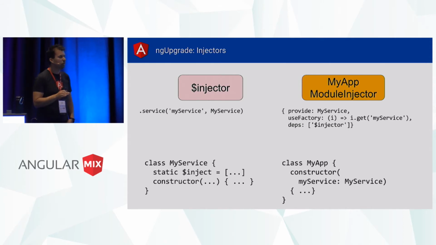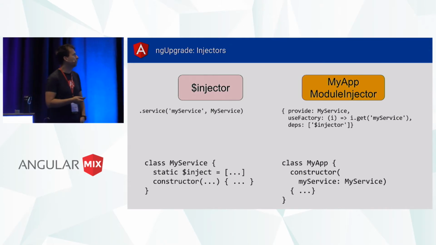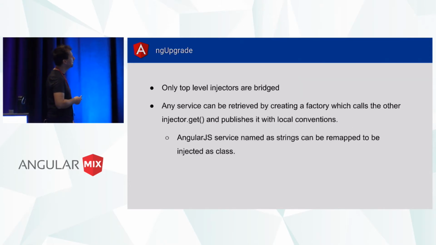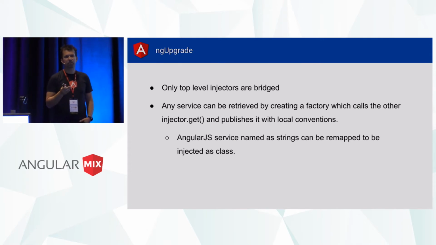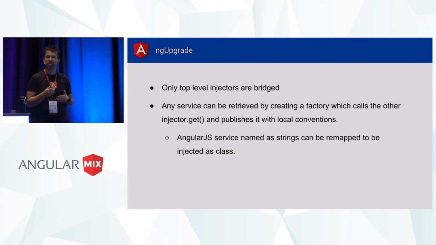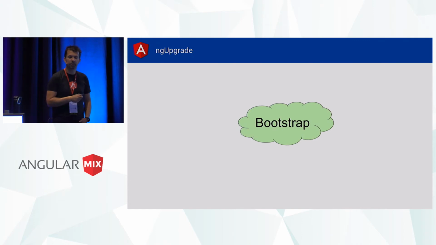So by bridging the injectors and also providing mechanisms for going between the two sides, you get to seamlessly work with both sides of the framework. So the couple of things to keep in mind is that only the top-level injectors are bridged. And so any services that you want to have available on both sides, you have to place over there. And when we are converting from one injector to the other injector, we're not only creating a connection between them, but also we're matching the semantics, right? So in AngularJS, we retrieve things by strings. In Angular, we retrieve things by tokens, type tokens. So we bridge those as well.